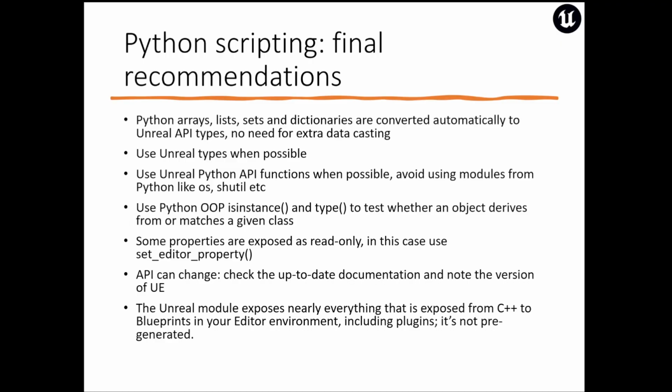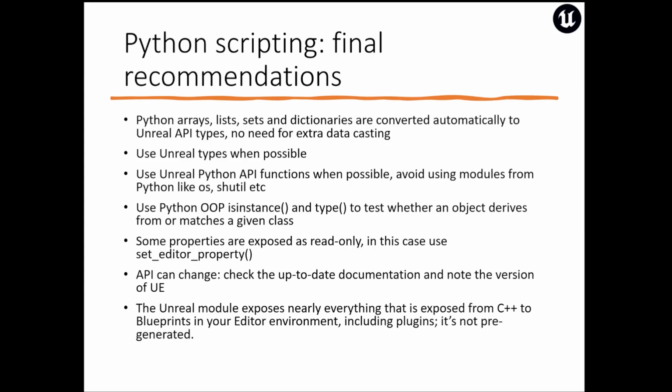Before we conclude, here are some final recommendations for using Python in Unreal Engine. First of all, Python data types such as arrays, lists, sets, and dictionaries are automatically converted to Unreal API types, so you don't have to use extra casting. And in my case, I was using an array from the Unreal API as a list in Python. And in general, use Unreal types when possible. And also use Unreal Python API functions when possible. So avoid using modules from Python like os, shutil, and so on that work with files on your hard drive directly.